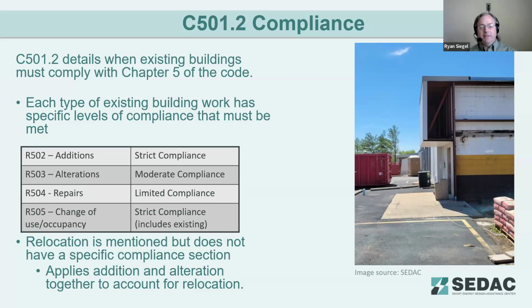The big one here is if you trigger a change of use or an occupancy, that is strict compliance like it is for an addition. However, that also includes the existing building too. So that is definitely a big one, and one of the few areas in the code where it requires an existing part of the existing building to comply with the current code. Generally, again, the code deals with whatever you're touching, that's what we care about. But if you trigger change of use or occupancy, now we're dealing with the entire building and bringing the whole thing into compliance.